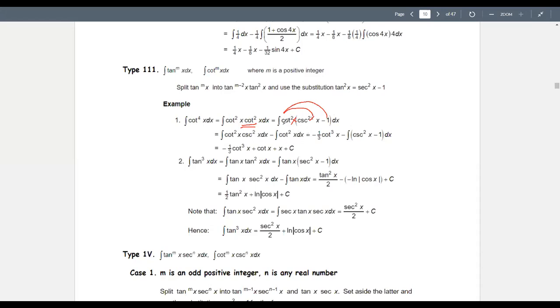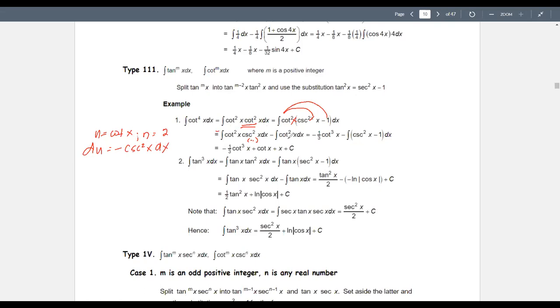You have this. Now for this one, class, this can already be evaluated using the power rule. Your u is cotangent of x. Your n is equal to 2. Your du is negative cosecant squared of x dx. So the only thing that you need here is the negative sign. So you multiply this by negative 1, and you place a negative 1 outside. Okay? This particular term can be evaluated now using the power rule.